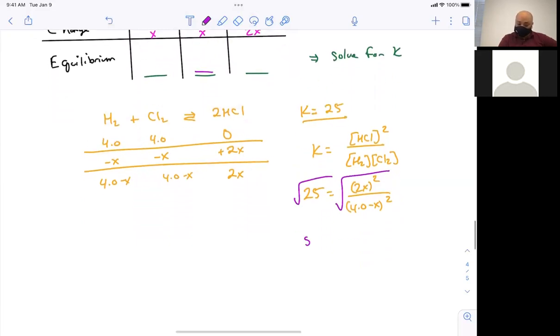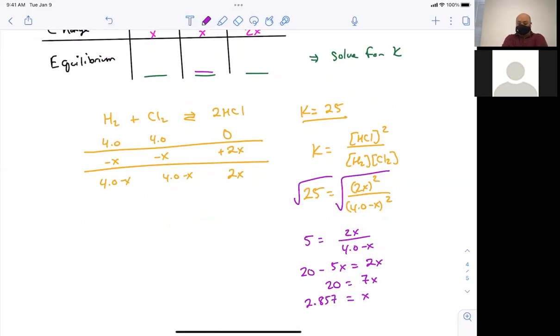So this becomes 5 is equal to 2x over 4 minus x. So we calculate 20 minus 5x is equal to 2x. So 20 is equal to 7x. So x is equal to, what is it, like 2.857, I believe, for x. Yes, Alexander.